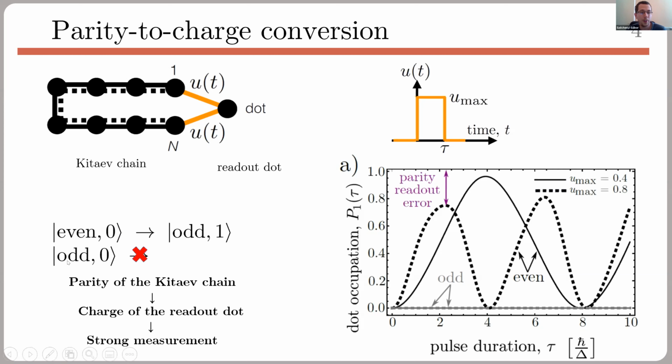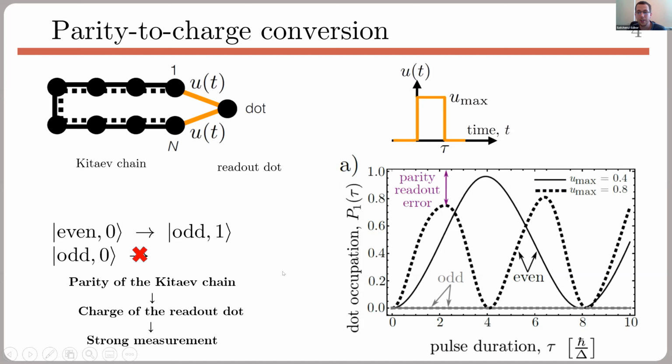Okay, in the other case, when the initial state is the odd ground state, nothing happens, there is no Rabi oscillation. So we can make the parity to charge conversion, because if initially we have an even ground state, after the process we have one electron on the dot. Otherwise, when the initial state is the odd ground state, there are 0 electrons on the dot after the process. So finally, we need a strong measurement, and we measure what the ground state of the Kitaev chain was.